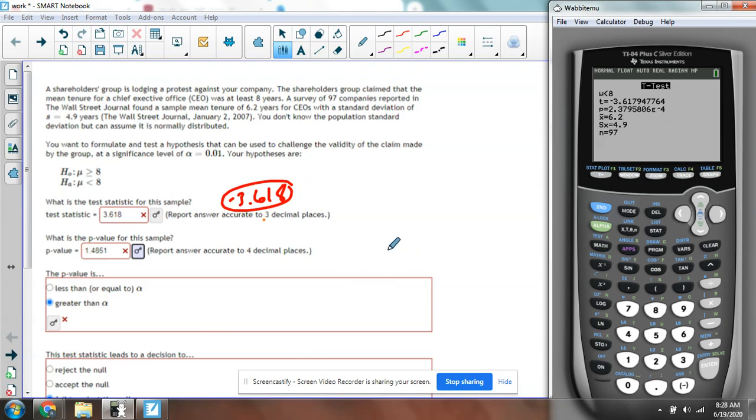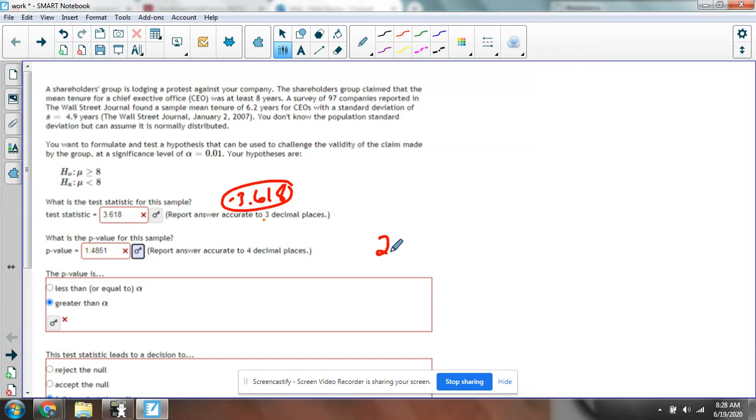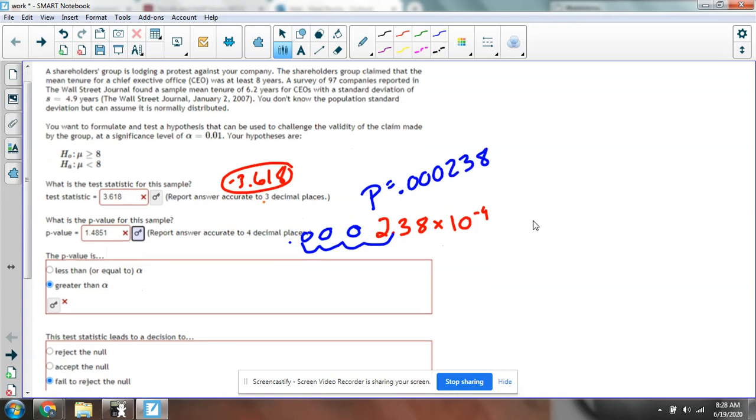So I'll write that out. 2.38, we'll say, times 10 to the negative 4. That's that scientific notation. So basically what that means is you take the decimal place, and we're going to move it 4 places to the left. 1, 2, 3, 4. So I have my p-value is going to be 0.000238. So very low. So in this particular case, the p-value is less than alpha.